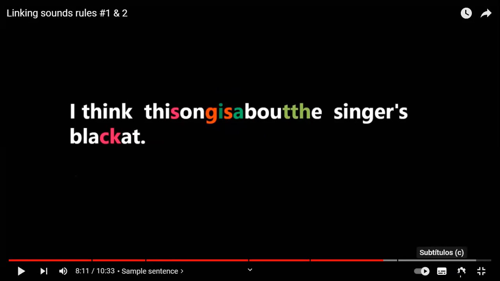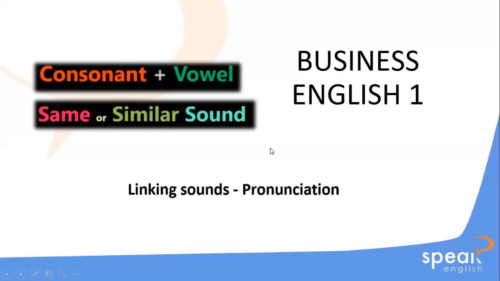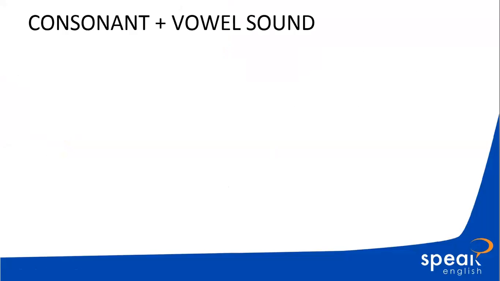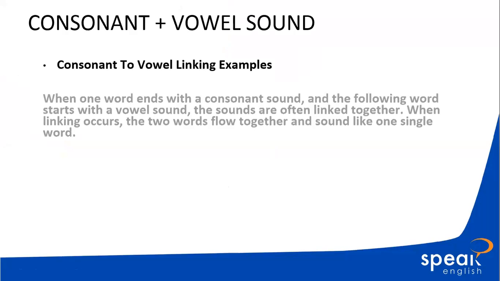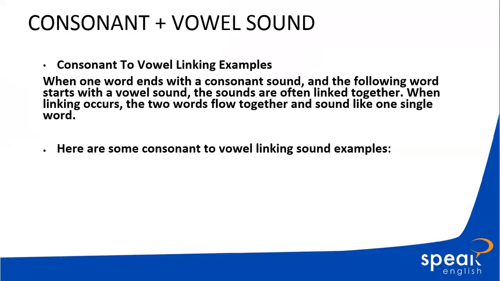All right, so let me give you more information on what we're doing. Let me share my screen. Let's see. Okay, so rule number one was consonant plus vowel sound, right? We have some examples here. We already know how it works. So here we go. I have the two words an elephant.